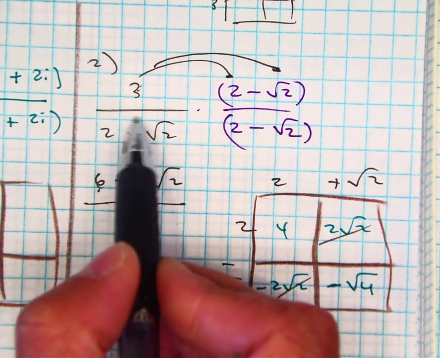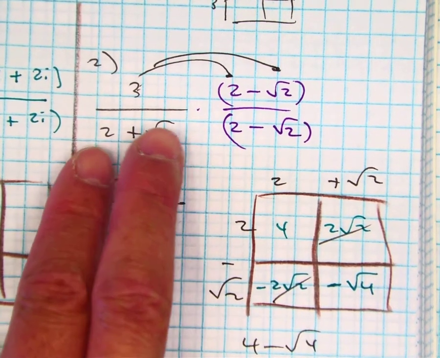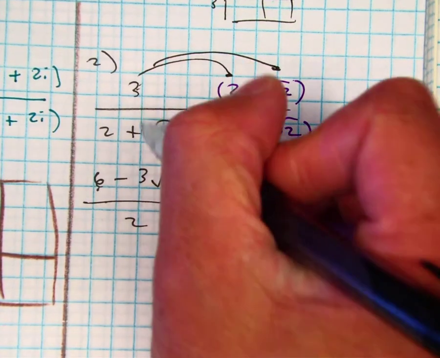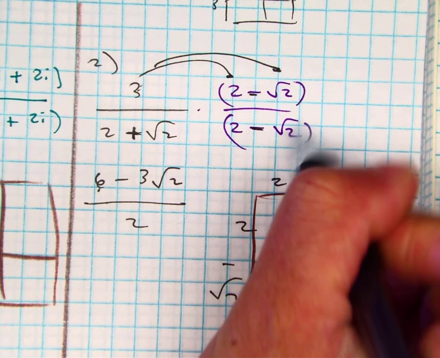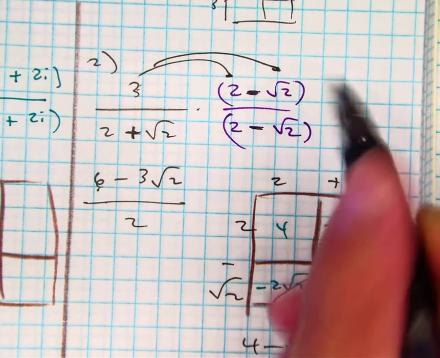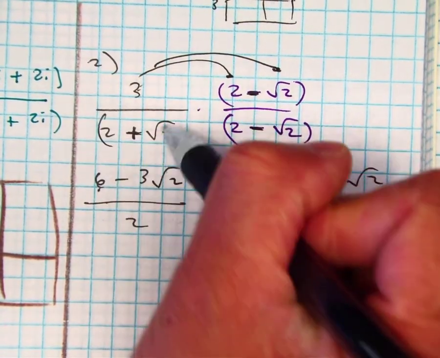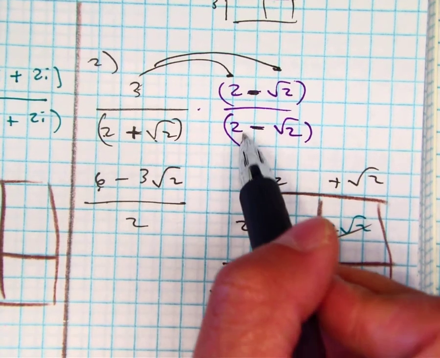I need to find the conjugate. The conjugate is the same exact thing, but you just change the math operation. So that becomes a minus, because when you multiply any number times 1, you're not changing it. This is a binomial, 1, 2. This is a binomial, 1, 2.